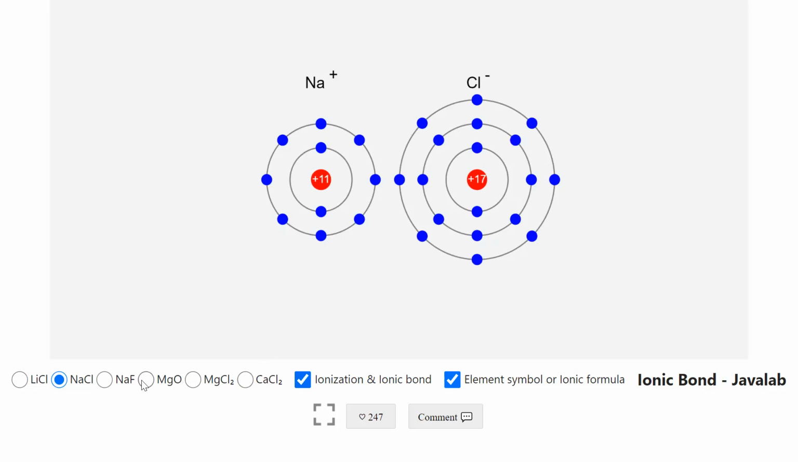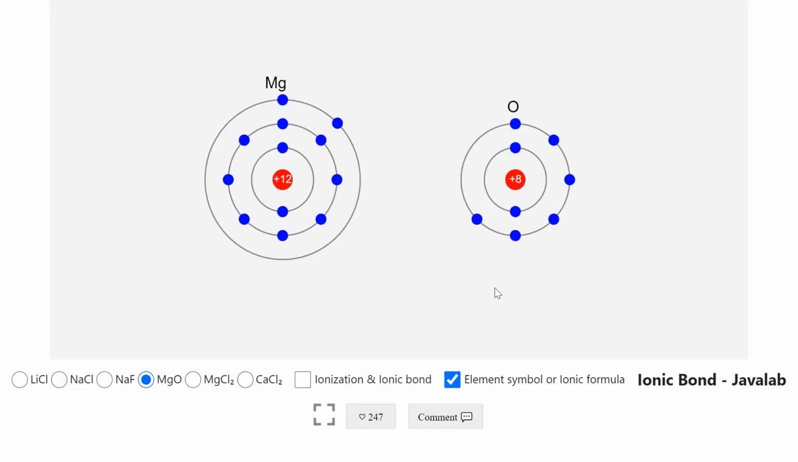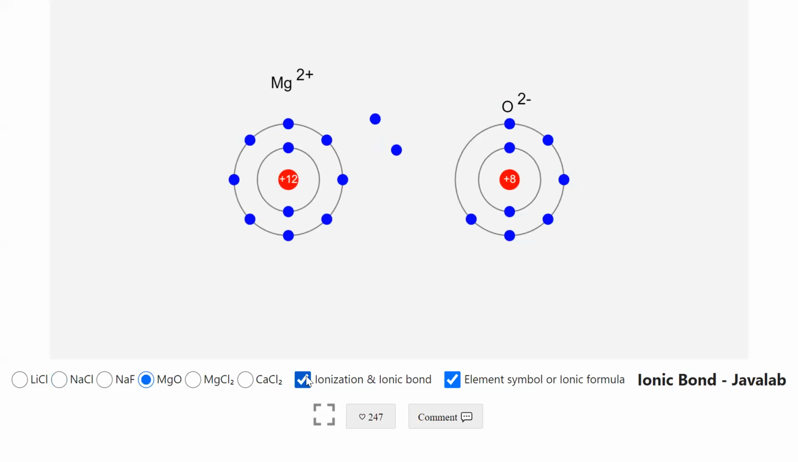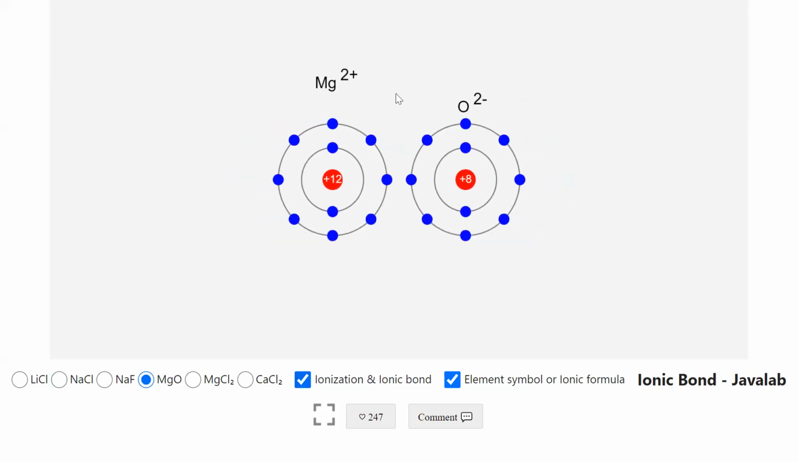Let's look at this one. Okay? This has 2 valence electrons. This has 6. Okay? Think about how you think it will be stable. You can pause the video and think about it before I explain it. Okay, now, you see that? Now this has 2 plus, 2 minus. They will attract and form MgO. That's the compound they will form.